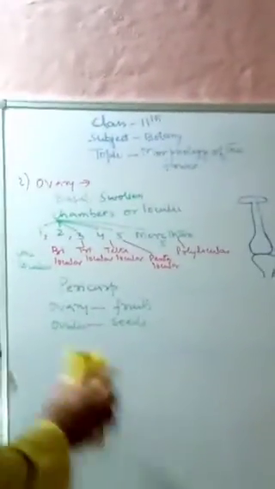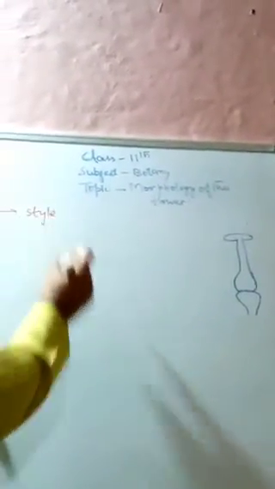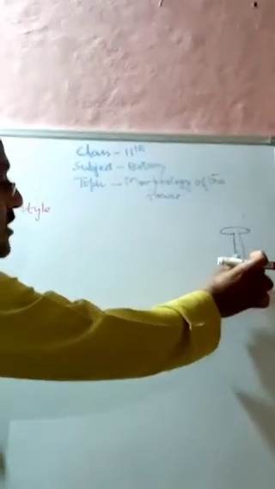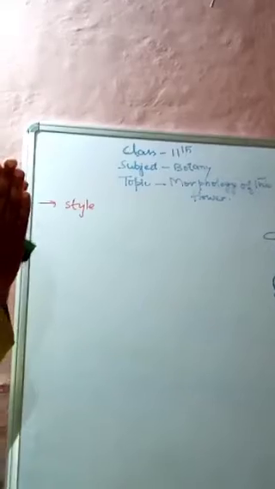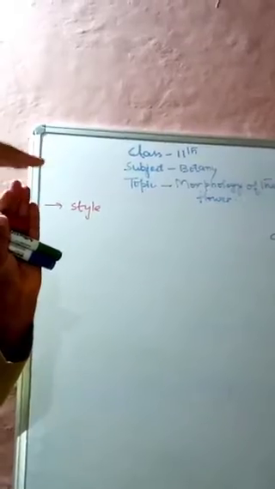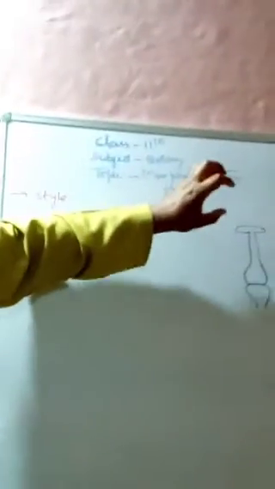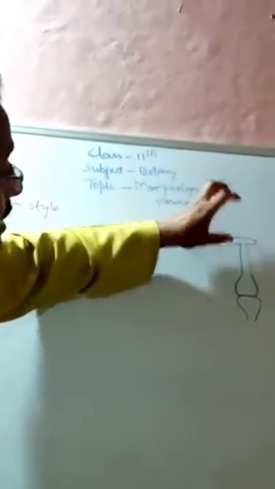Then we have the second part, that is the style. What is this style? After the ovary, there is a filamentous, tube-like structure which is called the style. This style keeps the stigma upright in position, so that the stigma may receive the pollen grains from the anther.